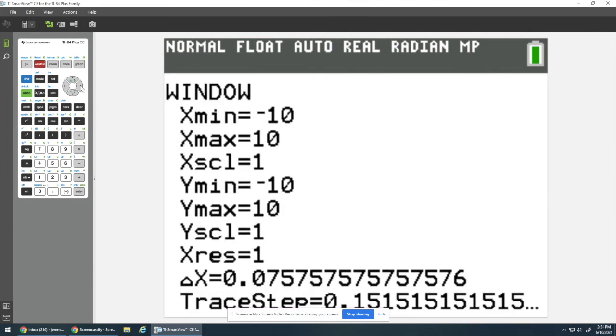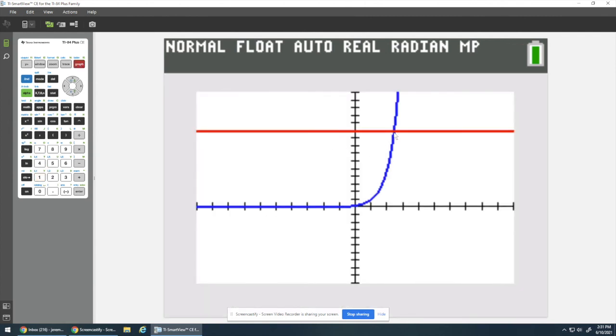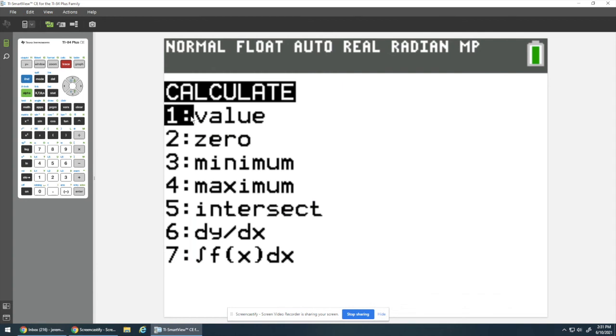So I'm going to go into my window. And because it's right at the top of my screen there, I'm going to change my y max here to, let's say 15. So that now when I graph that, okay, yeah, that feels a lot better. I'm seeing that more in the middle of the screen here. So now I'll press second trace. These give me my options for what to do on the graph there. And I'm going to go down to intersect.